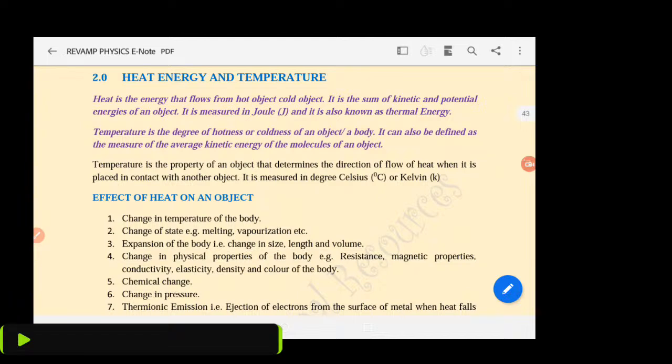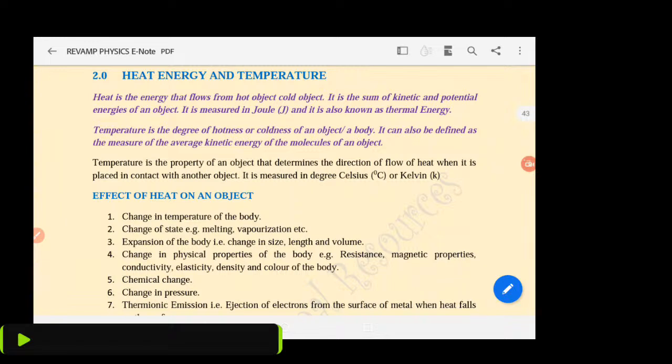And this evening we are considering a topic, heat energy. Welcome to the class. We shall be looking at temperature measurements.